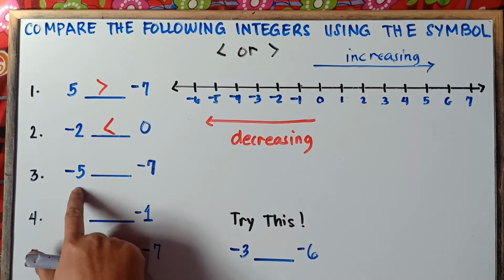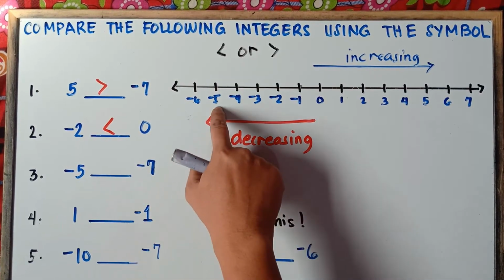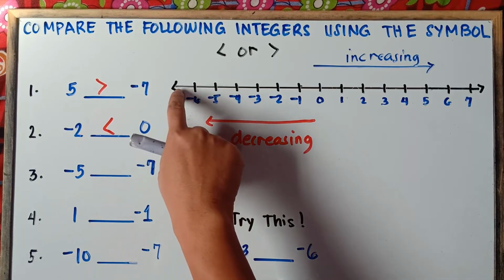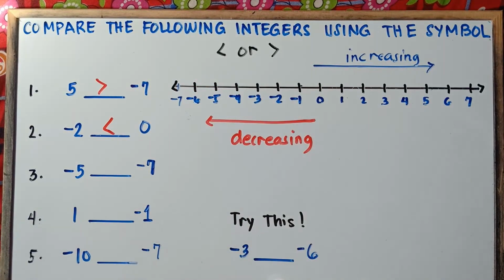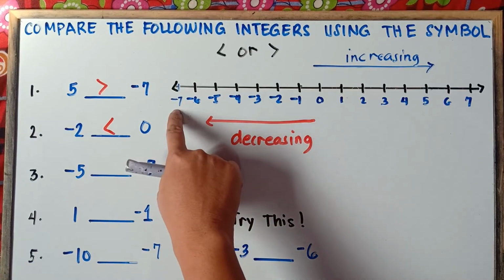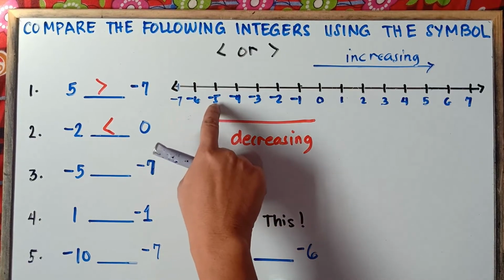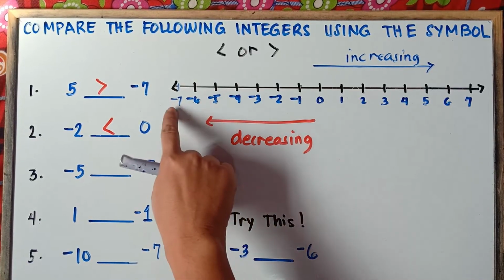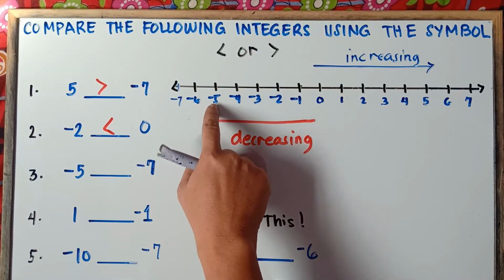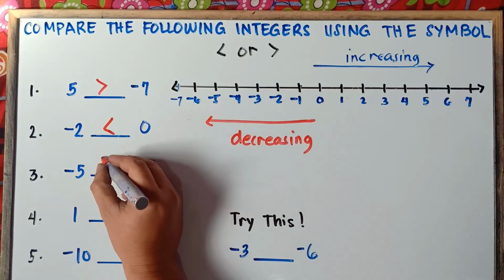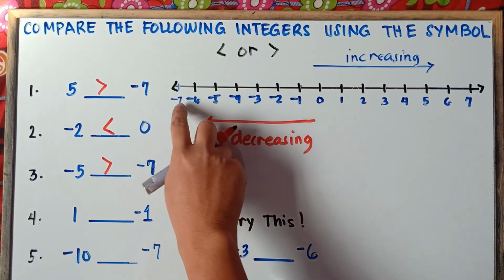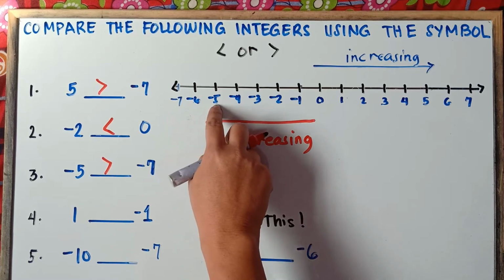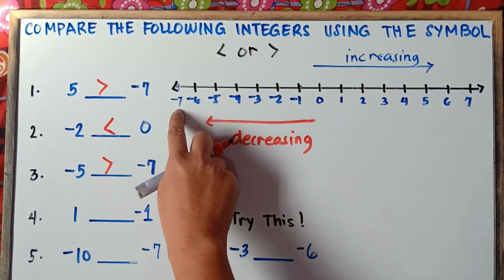Okay, number 3, negative 5 and then negative 7. So negative 5, where is negative 7? Of course, negative 7 is here. Negative 7 is on the left of negative 5. So therefore, we can say that negative 5 is greater than negative 7, because negative 5 is on the right of negative 7.